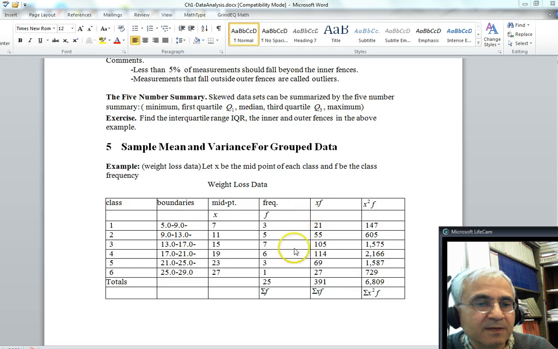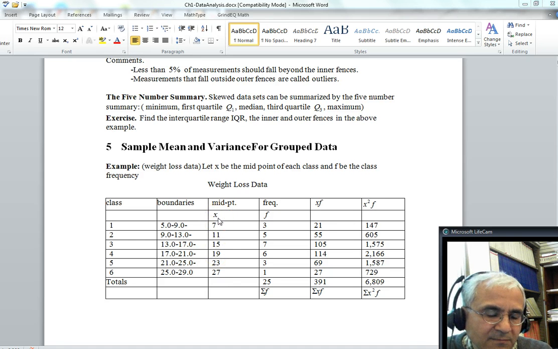So we have the classes, we have the frequencies, and then we want the midpoint for each class. The first class goes from 5 to 9, so the midpoint of that is 7, which is 5 plus 9 over 2. For this class, the midpoint is 11, which is 9 plus 13 over 2, and so on. So we get all midpoints. Remember, x is the midpoint, not the original raw data values we had before.